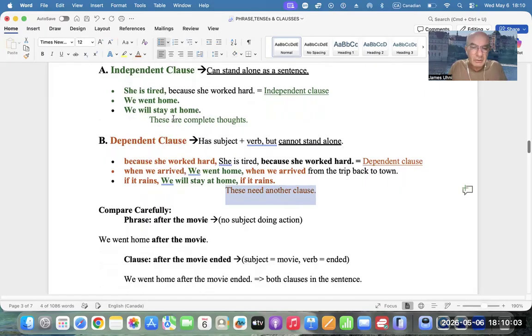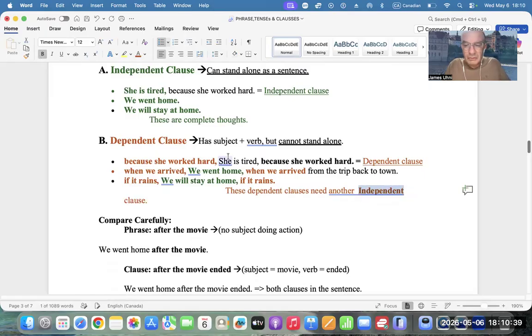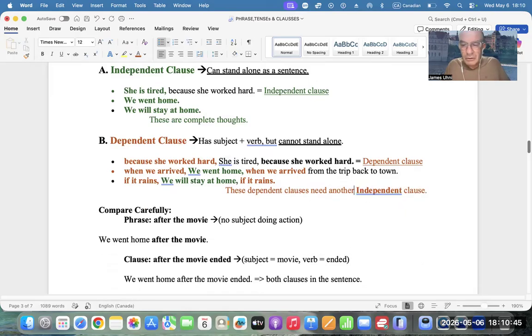So let's make it this way. These dependent clauses need another, and I will write over here, independent clause. And I will write capital I purposely and make it bold, because without an independent clause, dependent clauses are useless.